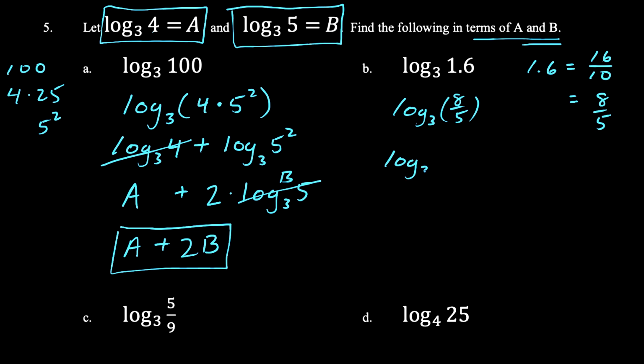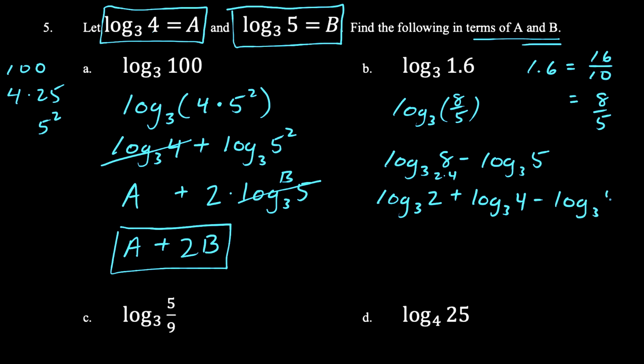So log base 3 of 8 minus log base 3 of 5. I feel good about that log base 3 of 5. I know that's b, but here I have 8, and I want a 4. Well, I know I can use 4 times 2, so let me try this out. Log base 3 of 2 plus log base 3 of 4, because 2 times 4 is 8. Let's write that in there. Show a little bit more work. Minus the log base 3 of 5.